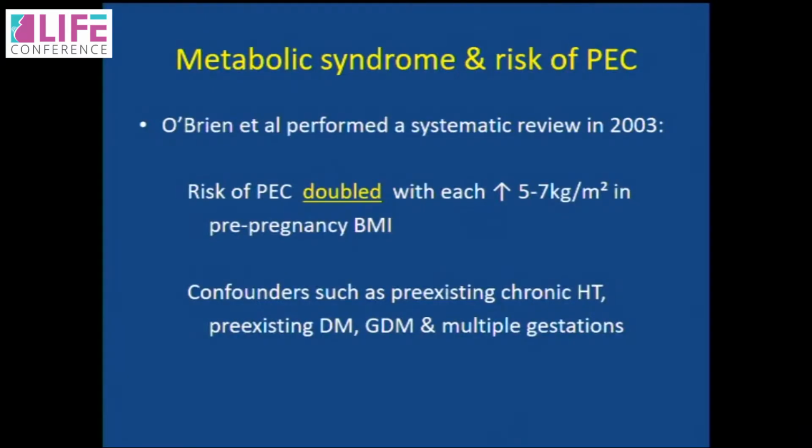What about the risk of preeclampsia and metabolic syndrome? O'Brien et al. in 2003 performed a systematic review, which interestingly hasn't been replicated since. It shows that the risk of preeclampsia doubled with each increase of 5 to 7 kilograms per meter squared in pre-pregnancy BMI. In this systematic review, various confounders such as pre-existing chronic hypertension, pre-existing diabetes, and multiple gestations were excluded.